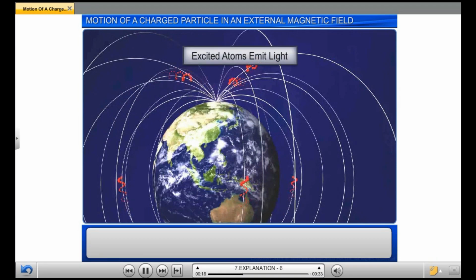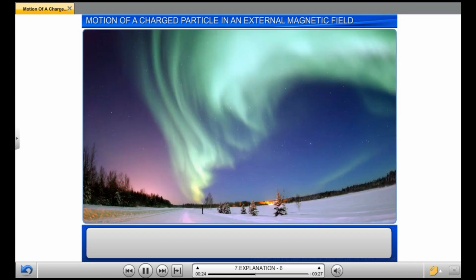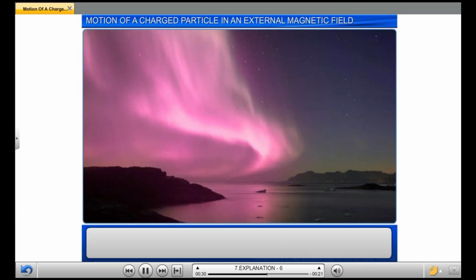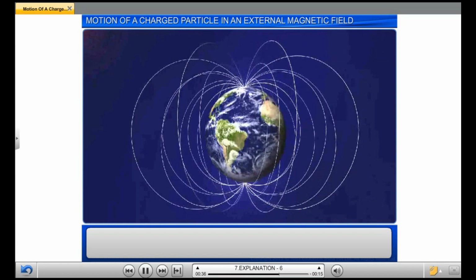These excited atoms emit light during de-excitation. Excited oxygen atoms emit a green light during de-excitation. Excited nitrogen atoms emit a pink light during de-excitation. This phenomenon, when it occurs in regions of the North Pole, is called aurora borealis. It is called aurora australis when it occurs in regions of the South Pole.